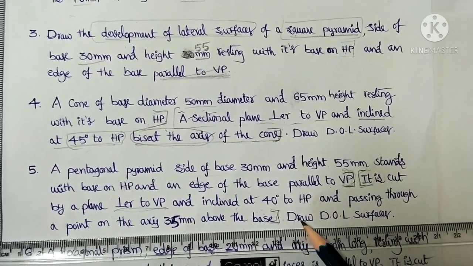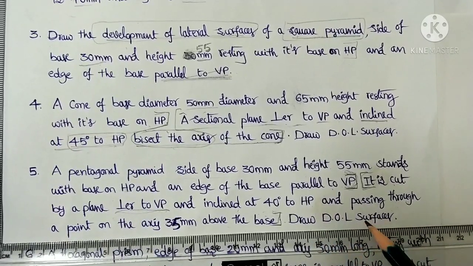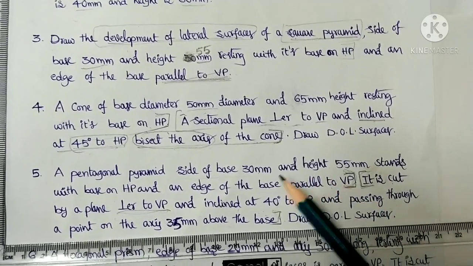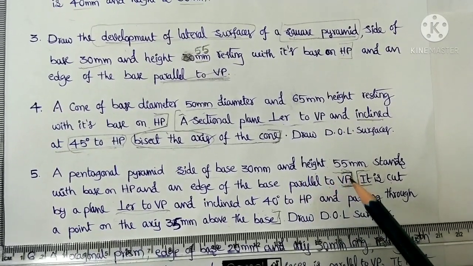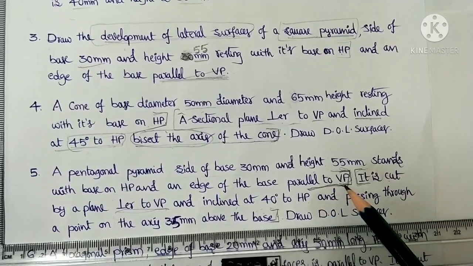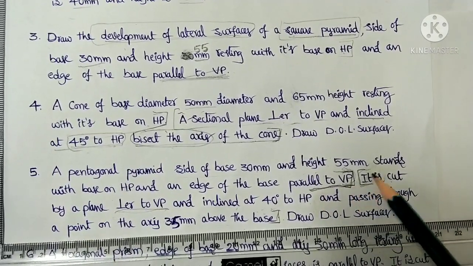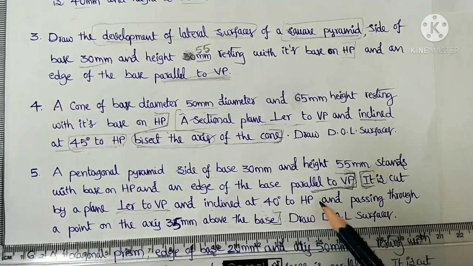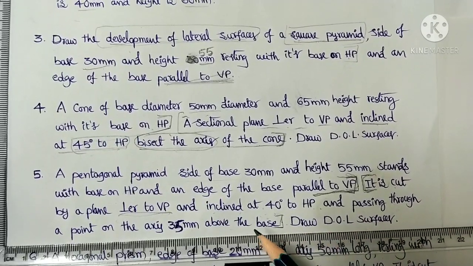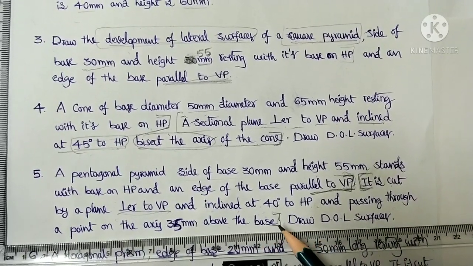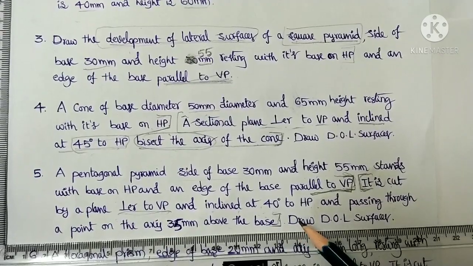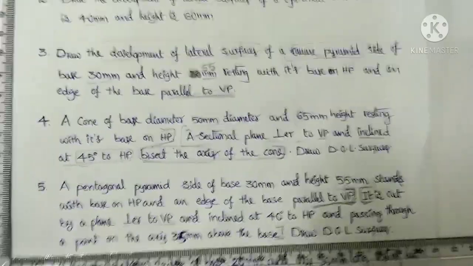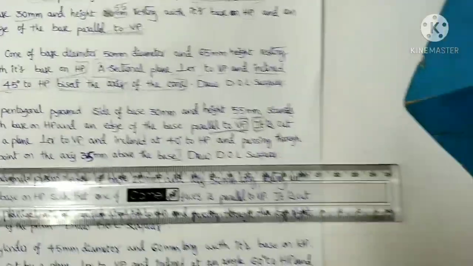And the final part is related to the development of lateral surfaces of the remaining portion of the object. So initially we can complete the orthographic projections according to the conditions up to this point, and next we can cut the object according to the sectioning conditions: perpendicular to the VP, inclined at 40 degrees to the HP and passing through a point on the axis 35 mm above the base. Later we can develop that object. So in the first step, let us see the position of the object with respect to the horizontal plane and vertical plane.